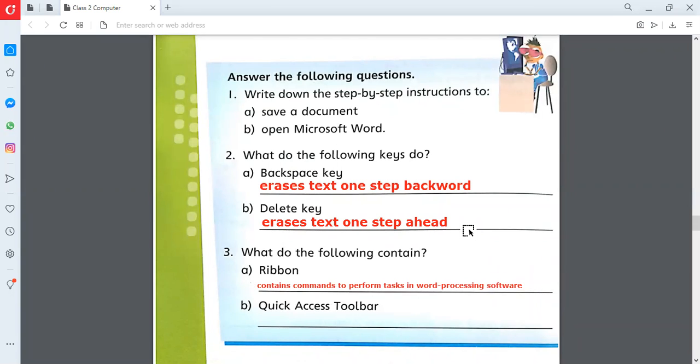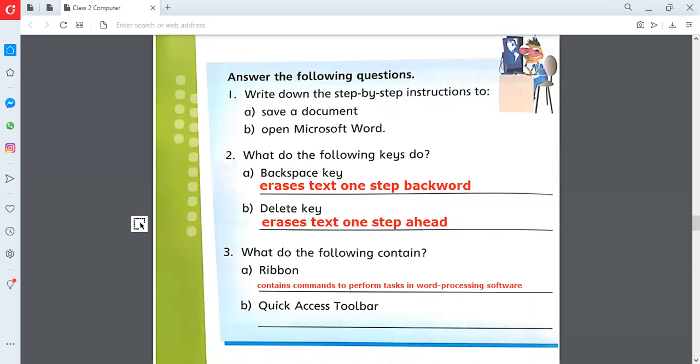We know very well that the ribbon is the most important part because all the options of the word processing software are in the ribbon. It is one of the most important parts of any word processing software. And along with it, we know that word processing software is used to type. If someone says it is used to draw, that is wrong. It's not possible to do drawing in word processing software because it is designed for typing.